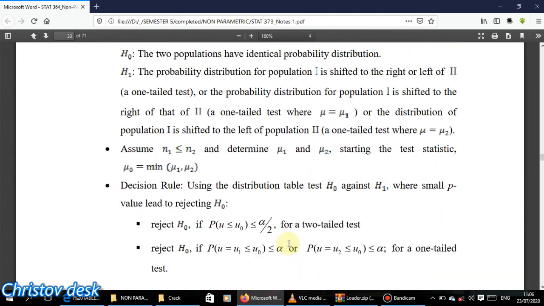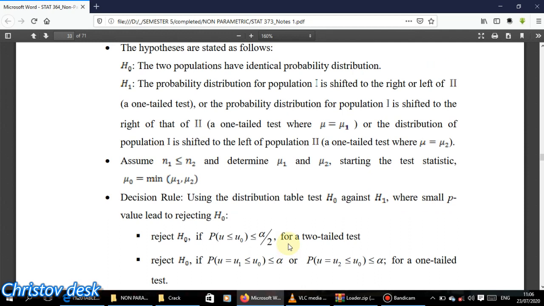Okay, so in this course, when the sample sizes are smaller, we'll use the distribution table associated with that test. So here we're going to be using the Mann-Whitney or Wilcoxon rank sum distribution table. Remember that you're going to be looking for this probability of the U0 you found. Remember, U0 will be the minimum of U1 and U2. You check whether it is less than or equal to alpha over 2 for a two-tail test, and for a one-tail test you just compare with alpha.